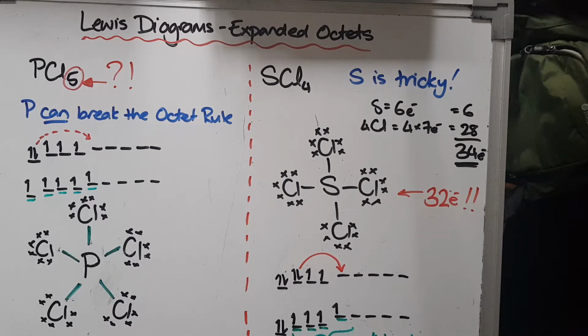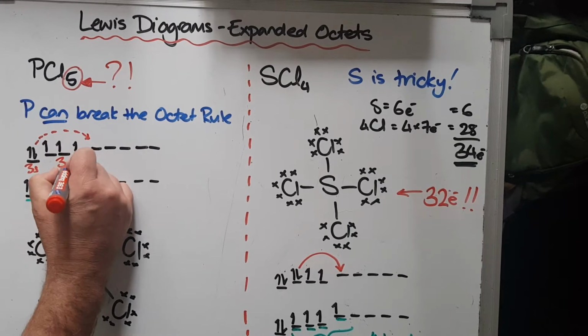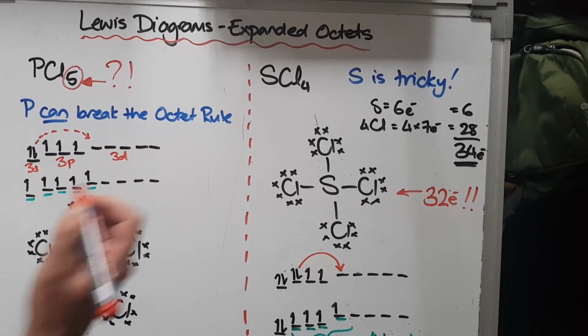What we find is that some elements, when they're the central atom, are able to break the octet rule. And this is where our understanding of atomic structure, the electron configurations, really helps us. So phosphorus is one of those examples that can break the octet rule. And the reason for that is it's got electrons in the 3s and 3p orbital, but nothing in the 3d.